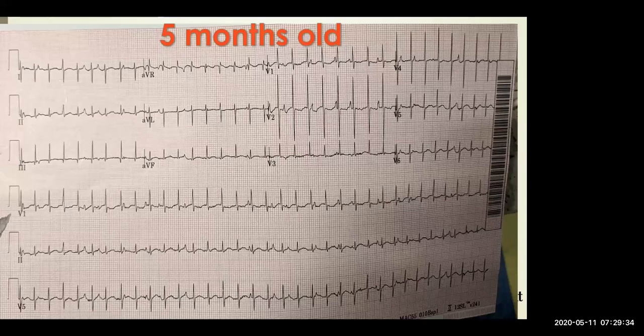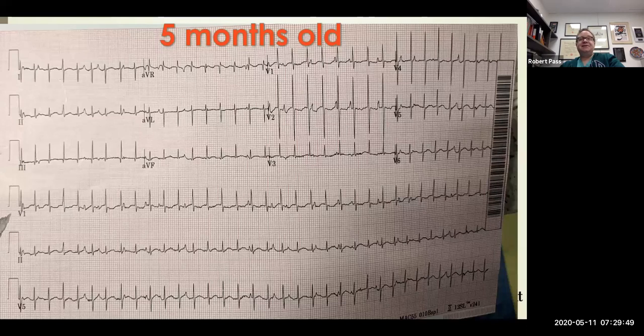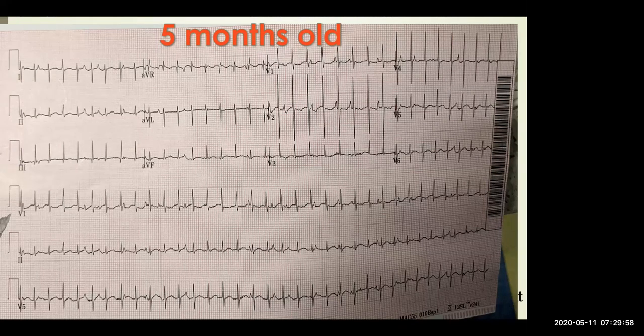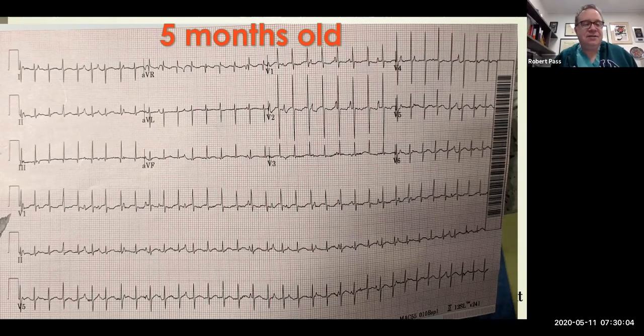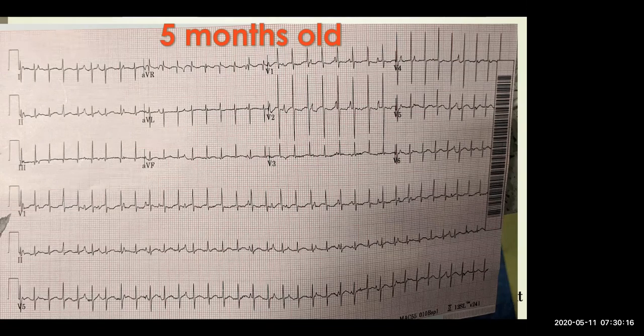So it stays a narrow complex rhythm throughout. Initially, the rate is less than 300, greater than 150. It's right about halfway between that. So what is the rate? About 225. No, I think the ventricular rate is not quite that fast. The R-to-R interval is almost 2 full boxes, so it's in the 170 range. Okay, 180.